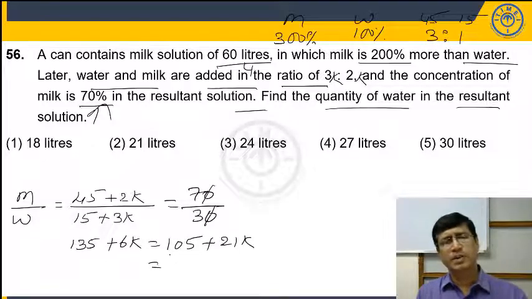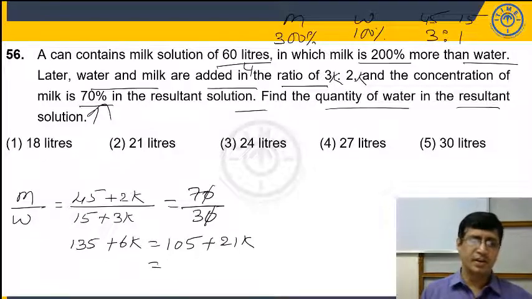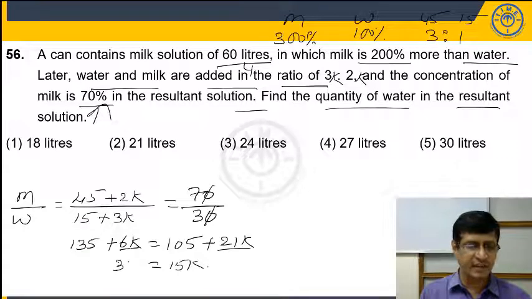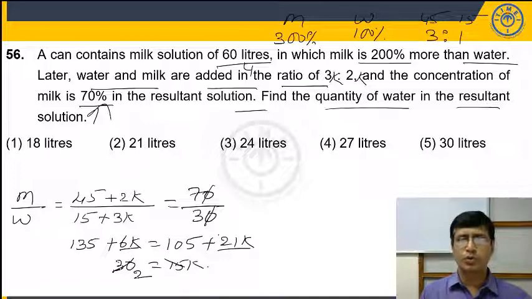By taking variables on one side and the numbers on the other side. So 6K subtracted from 21K will give 15K. Okay, so 15K is equal to, now 135 minus 105, it is 30. The value of K is equal to 2. When K is equal to 2, what do we need to find? The quantity of water in the resultant solution.